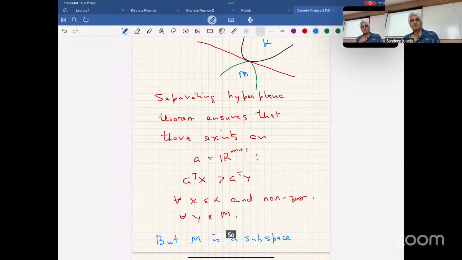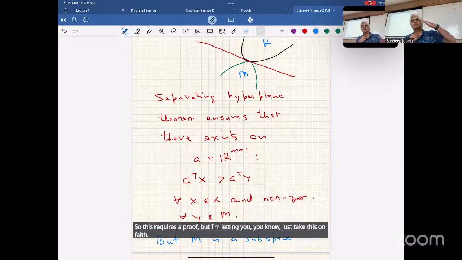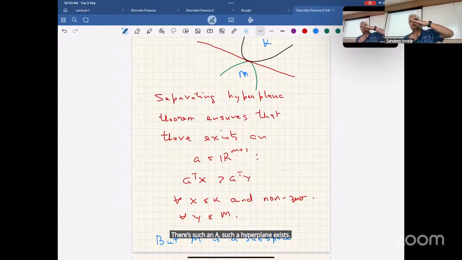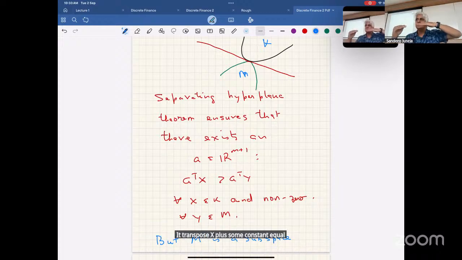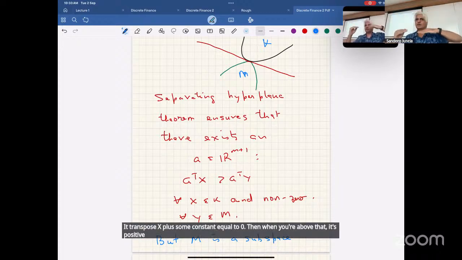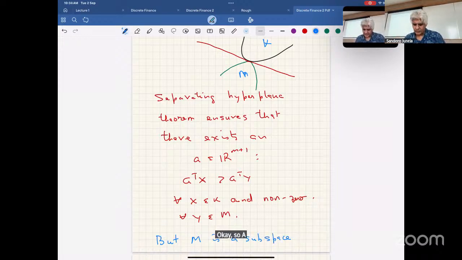This requires a proof, but just take this on faith that such a hyperplane exists. When you're in K, you're on the positive side of the hyperplane. Suppose the hyperplane itself was a transpose x plus some constant equal to 0. Then when you're above that, it's positive. When you're below that, it's negative. So a transpose x for all x in K nonzero is greater than a transpose y for all y in M. Do we accept this? Is that something that we can live with?